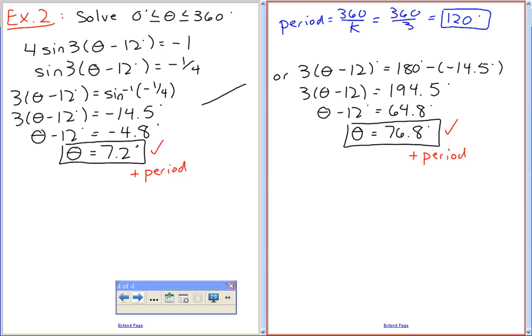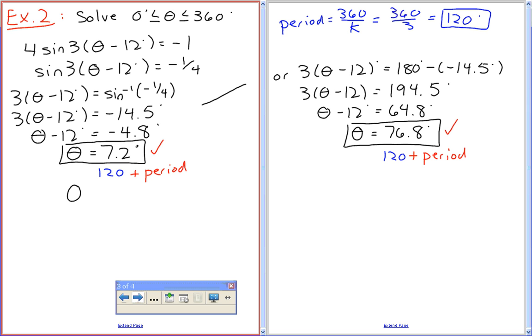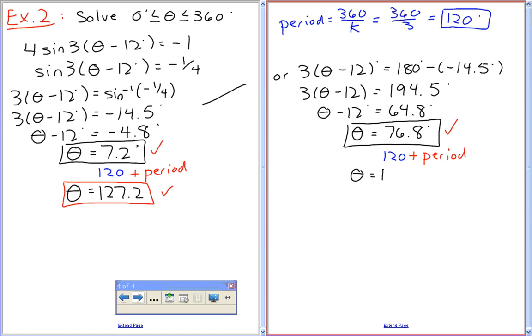So all I'm going to do here is add 120. And I'll do these addings. And I get theta equals 127.2, which I'm happy with. And here I'm going to call this 196.8, which I'm also happy with. Okay.